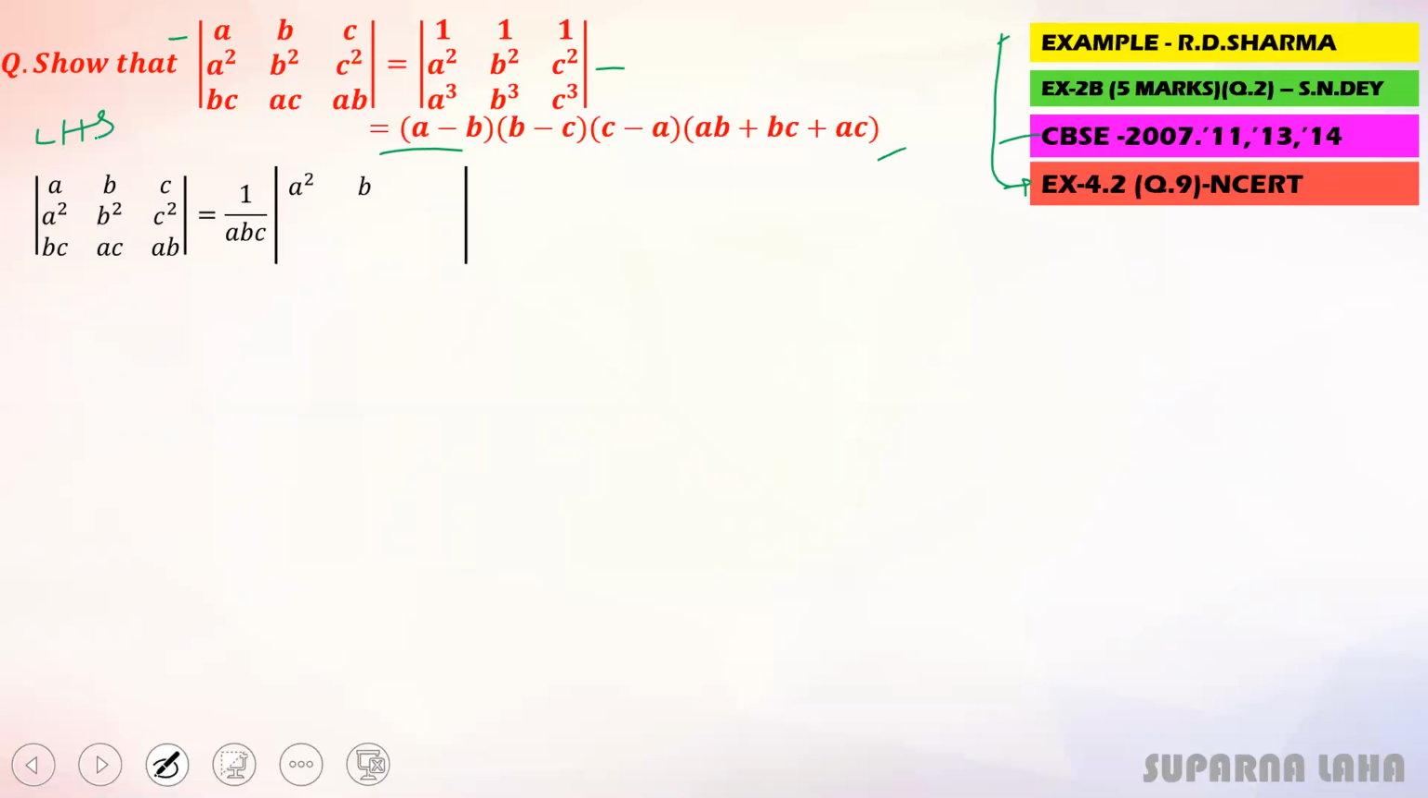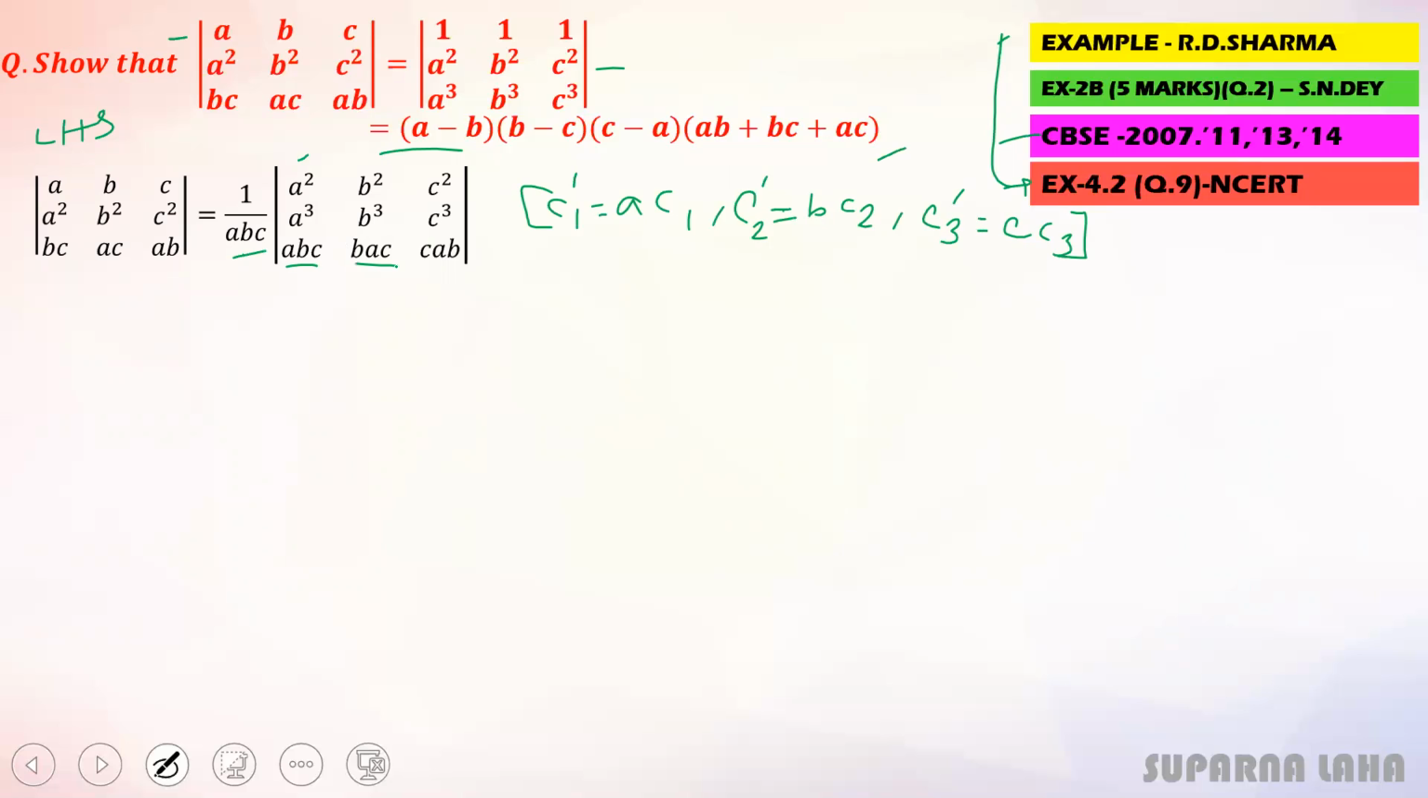And just multiply this first column by A, that is C1 dash is equal to AC1, C2 dash is equal to BC2, and C3 dash is equal to CC3. Since we are multiplying these columns by ABC, we need to divide it. So 1 by ABC. Now take ABC common from this third row. So take it common. So this ABC will cancel and this determinant is given by A square, B square, C square, A cube, B cube, C cube, and 1, 1, 1.